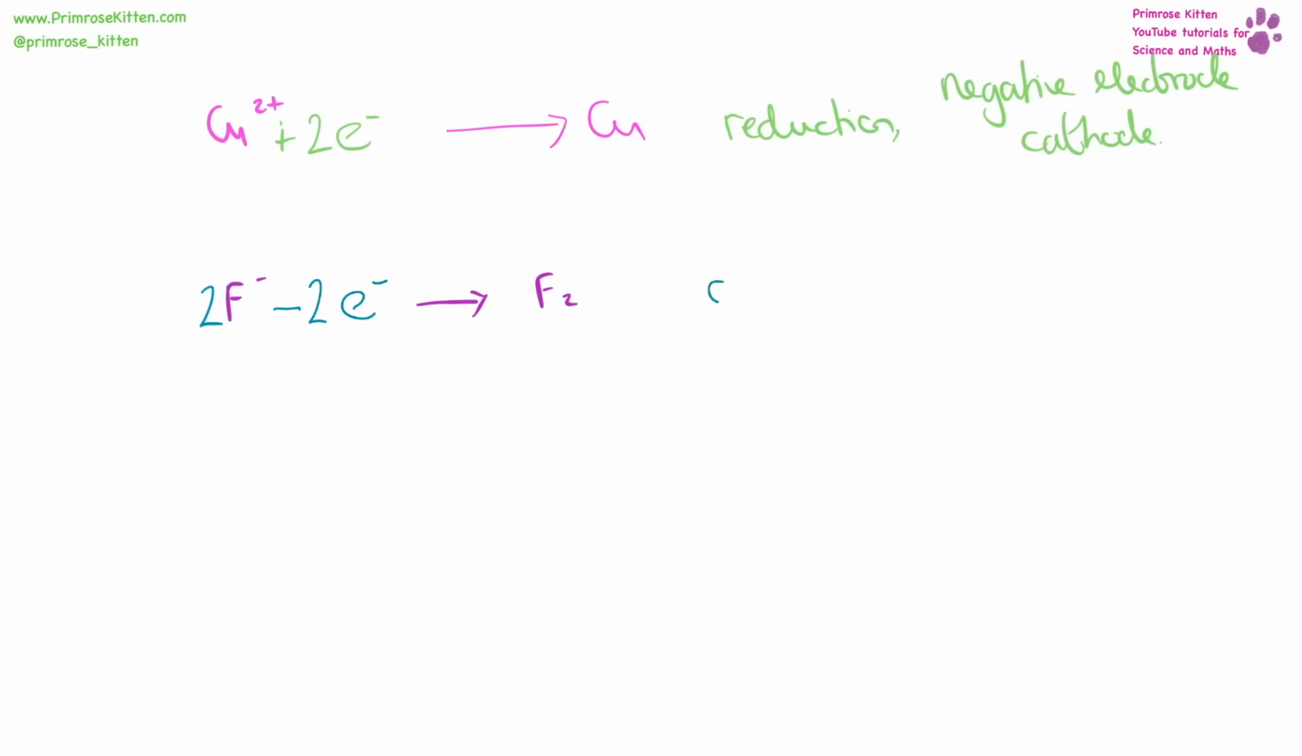This is loss of electrons, so it is oxidation. Fluorine is negative, so it will go to the positive electrode. And the positive electrode is the anode.